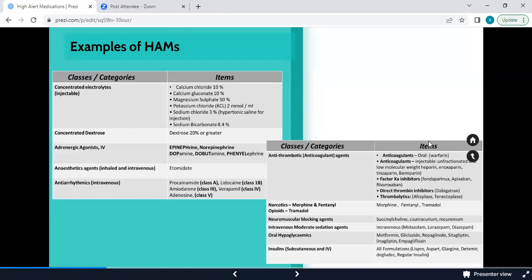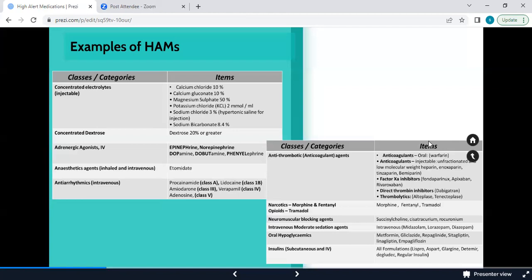Secondly, we have concentrated dextrose in a concentration of 20% or more, whether it is dextrose 50% vials, which are already prepared by the manufacturer, or if you are to prepare any concentration of dextrose which is 20% or more.